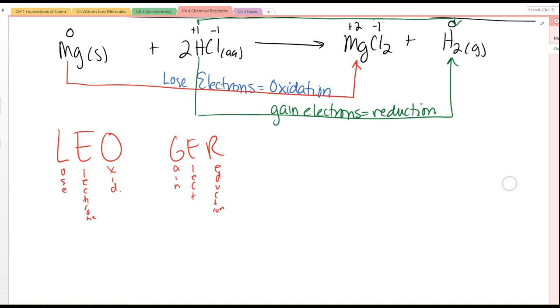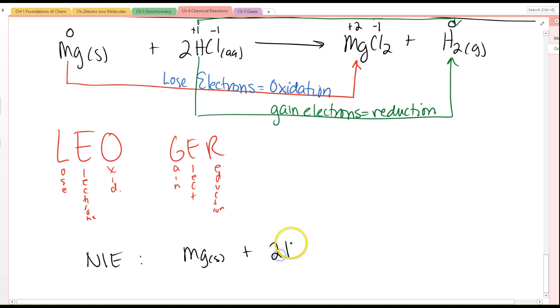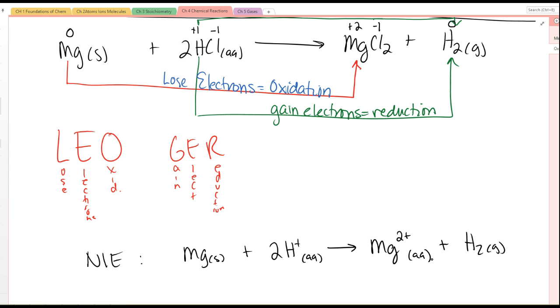The next step would be to take this equation that we already wrote and write it as a net ionic equation. So the net ionic equation for this oxidation reduction reaction is Mg solid plus 2H+ aqueous yields Mg2+ aqueous plus H2 gas, because those are the things that changed. So that is the net ionic equation for that one.